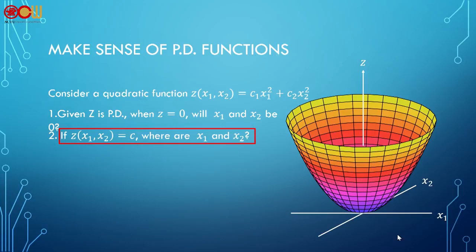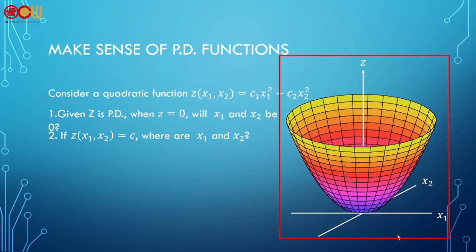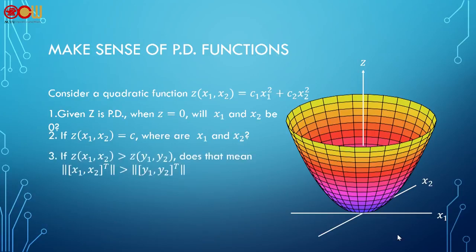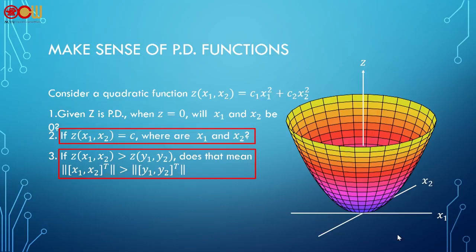If Z is some constant, then all the x1, x2 satisfying this condition is considered a level set, right? It's like you take a slice of this shape, and that gives you a circle, if C1, C2 are 1, 1. This circle is the set of possible locations of x1 and x2, because they satisfy these conditions. But a greater Z value doesn't imply a greater norm. These two have different meanings.